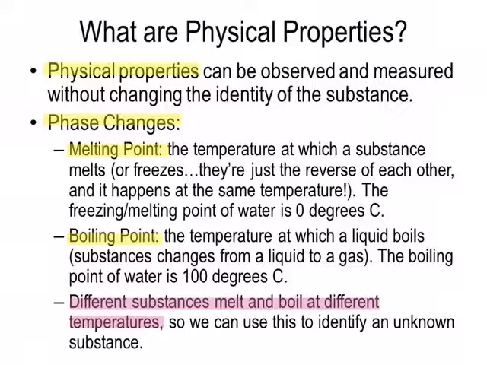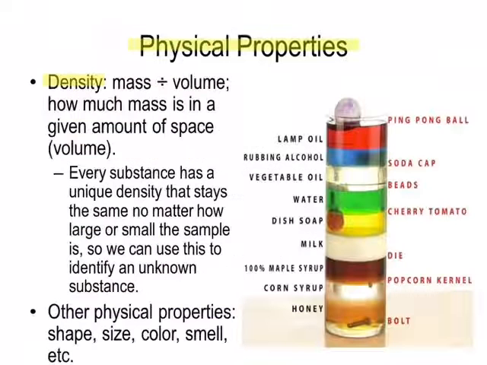So if you have an unknown metal, you can try recording the temperature at which it melts, actually heat it up, and then you can match that melting point to the known melting points of different metals and figure out what it is. Density is another really important physical property. It's the mass divided by the volume. Same thing, every substance has a unique density. And so if you're not sure what the substance is, you can use density to try to figure out what you actually have. Same thing with shape, size, color, and smell.